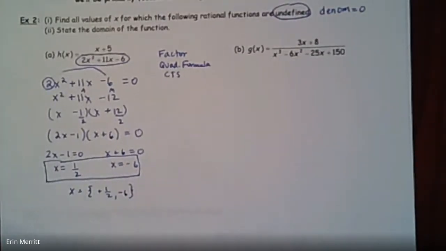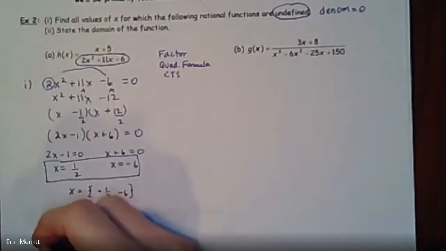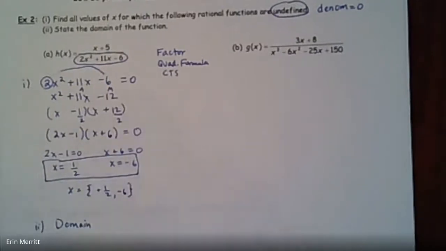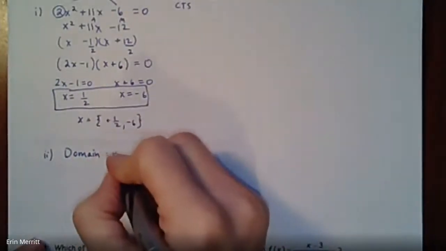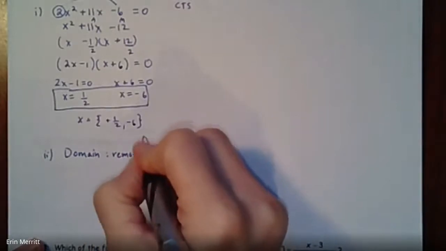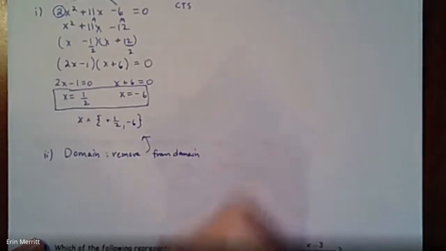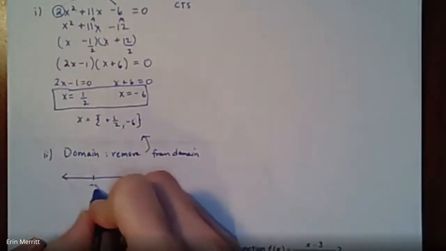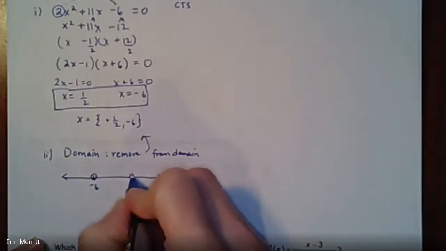All right. And then for part 2, so that was part I, here's II, state the domain. All right, well, the idea is once you figure out where the function's undefined, you have to take those values out of the domain. All right, so remove these values from the domain. I always think it's best to give yourself a number line. So -6 is smaller than 1/2. Open circle, we're not going to include those.